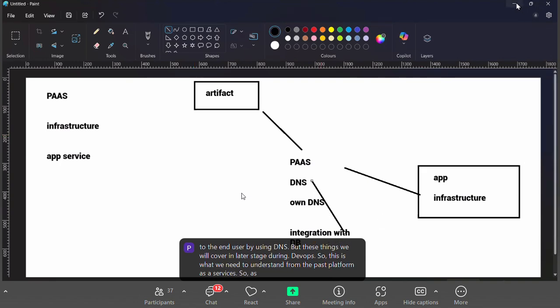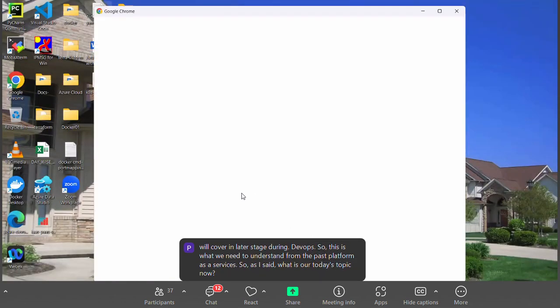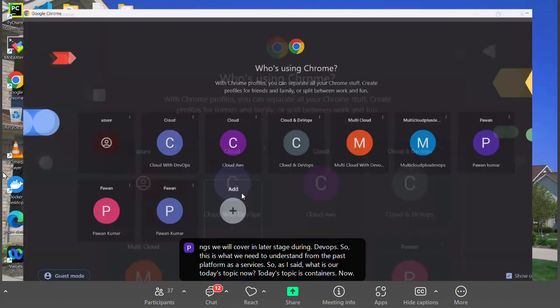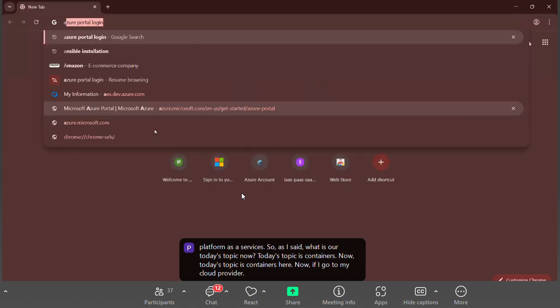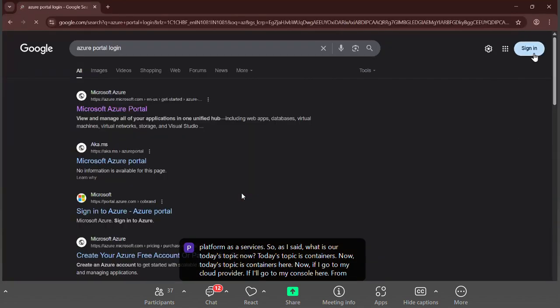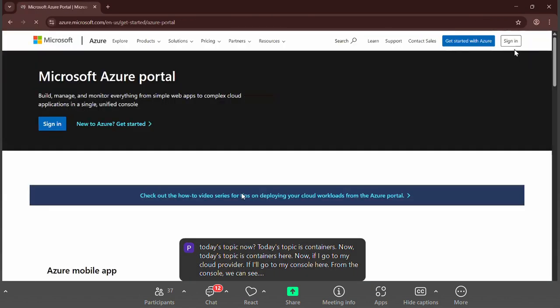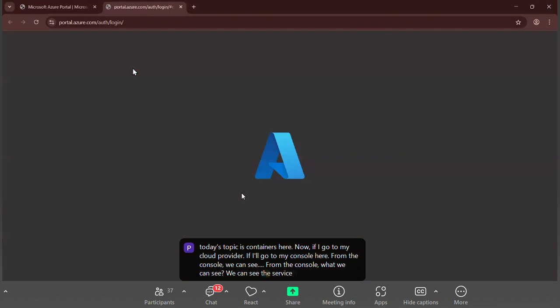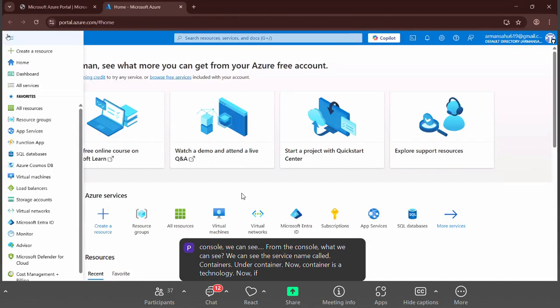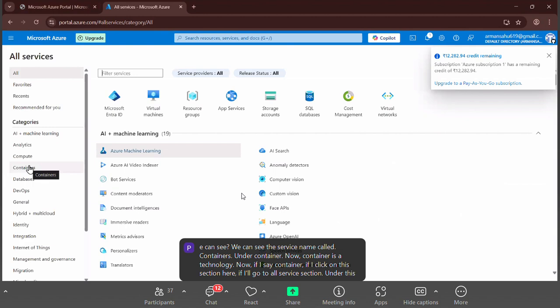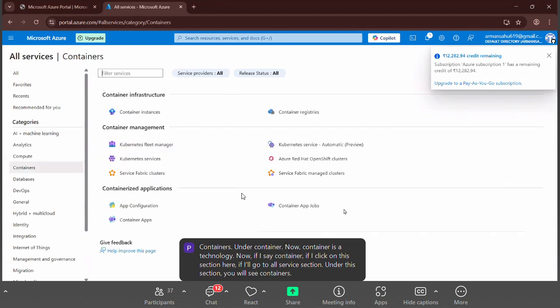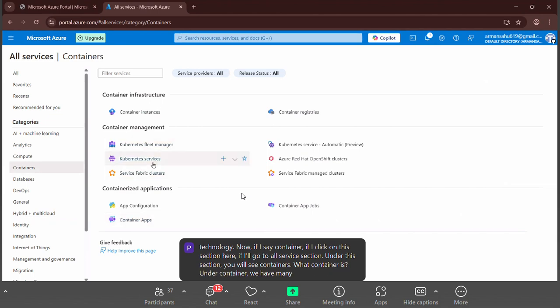So as I said, what is our today's topic now? Today's topic is containers. If I go to my cloud provider, to my console, from the console we can see a service called containers. Container is a technology. If I go to the all services section, under this section you will see containers. Under container we have many services.